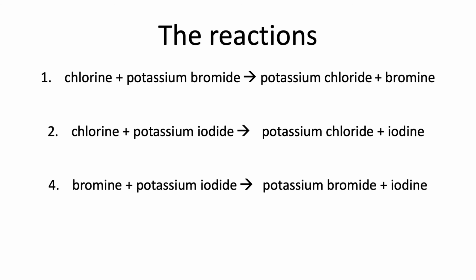Okay guys, here are the answers. The first one of course was done for you. The second one, chlorine reacts with potassium iodide to form potassium chloride and iodine. And the fourth one, which I know is the third one, but it's the fourth one in your table, these are experiments 1, 2 and 4 from your table, is bromine plus potassium iodide makes potassium bromide plus iodine.